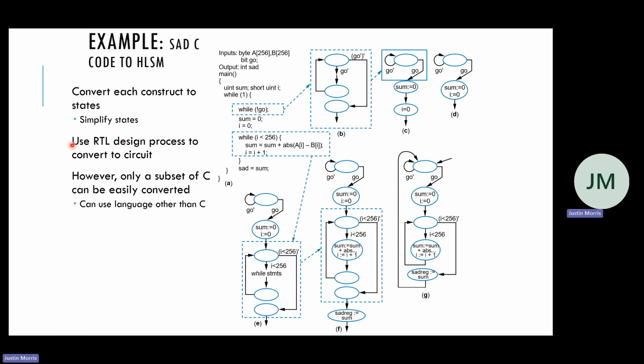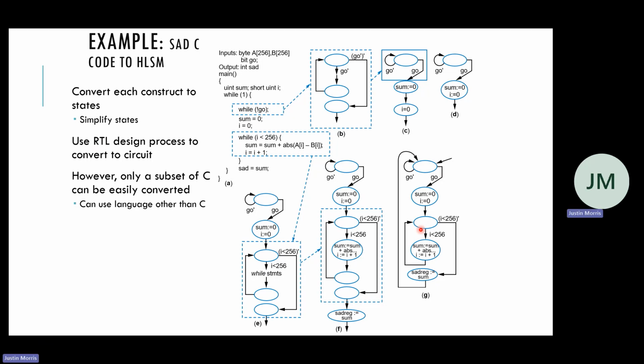And then once we have this high level state machine, we can use our design process that we've gone over to convert it into a circuit, right? First step is, what's my first step? What do I do with the high level state machine? What do I need to create? So that's one thing I need to create. What's the other thing I need to create?